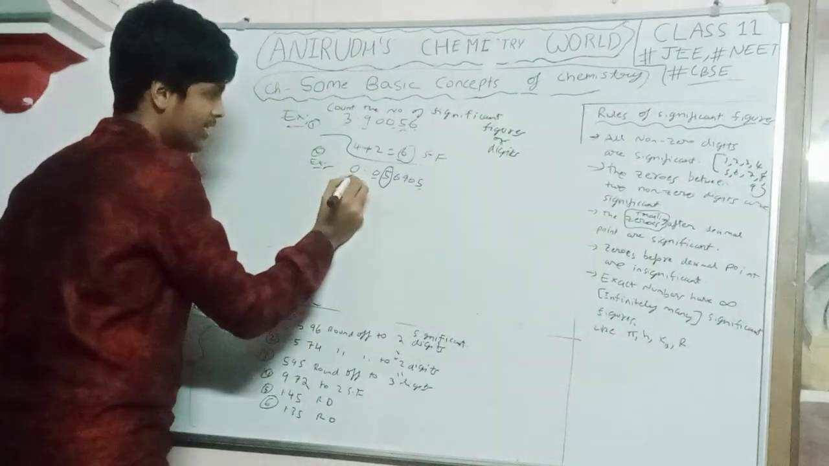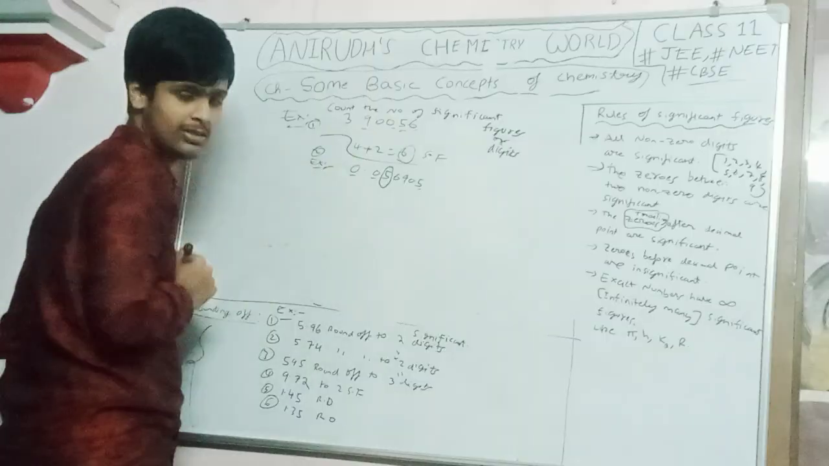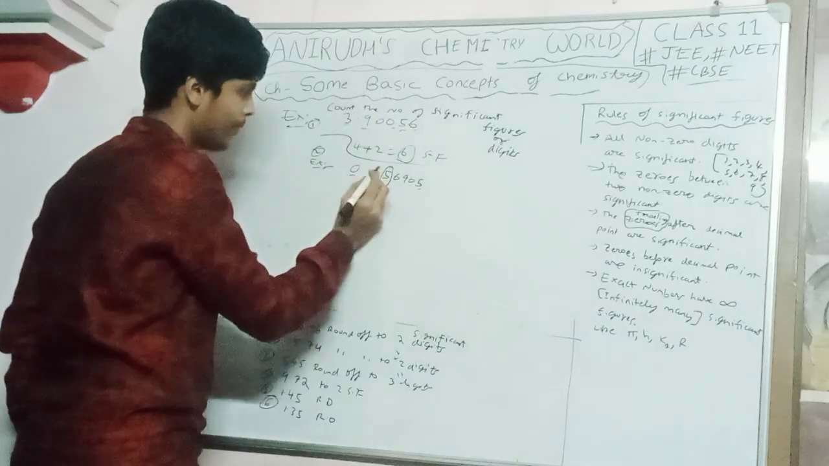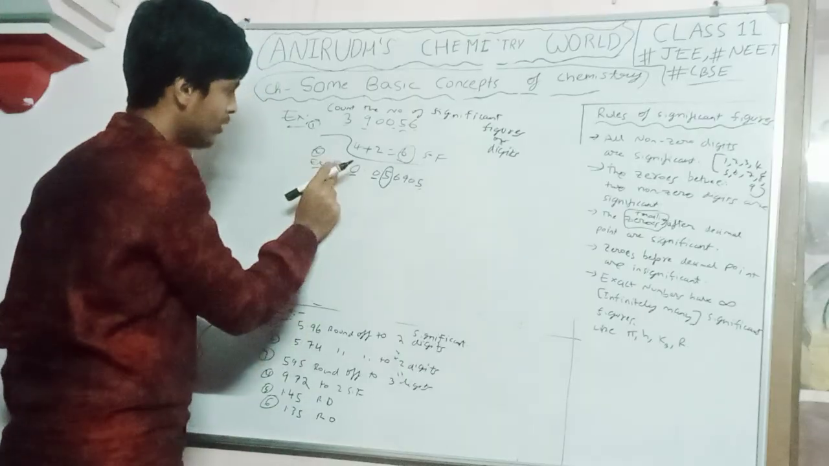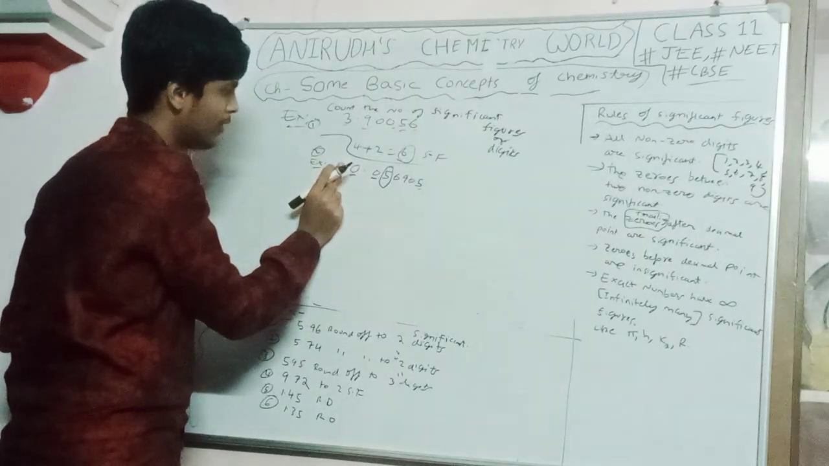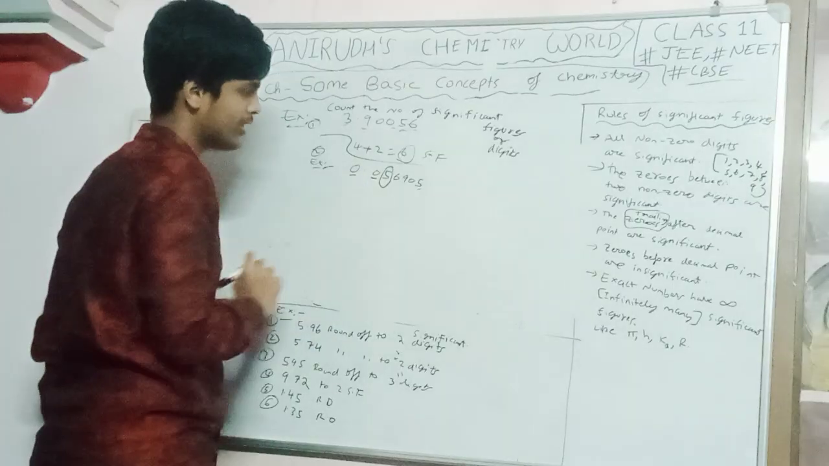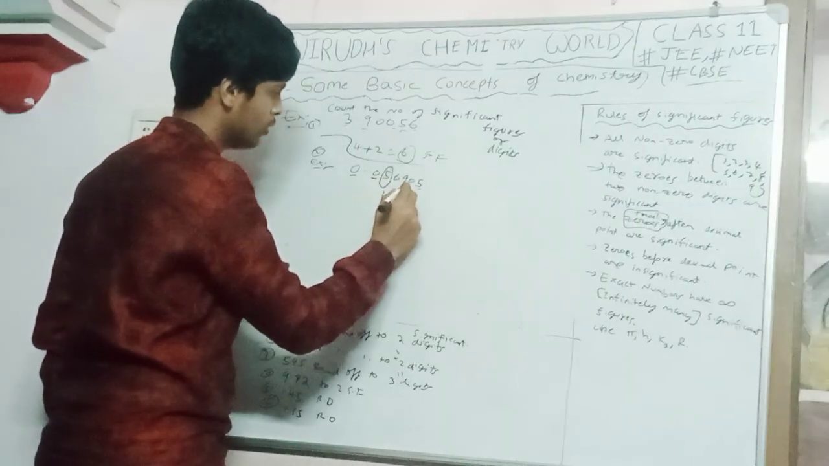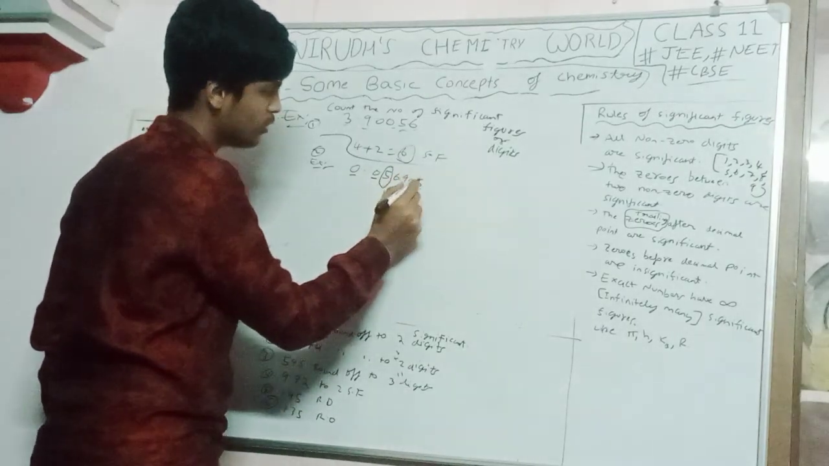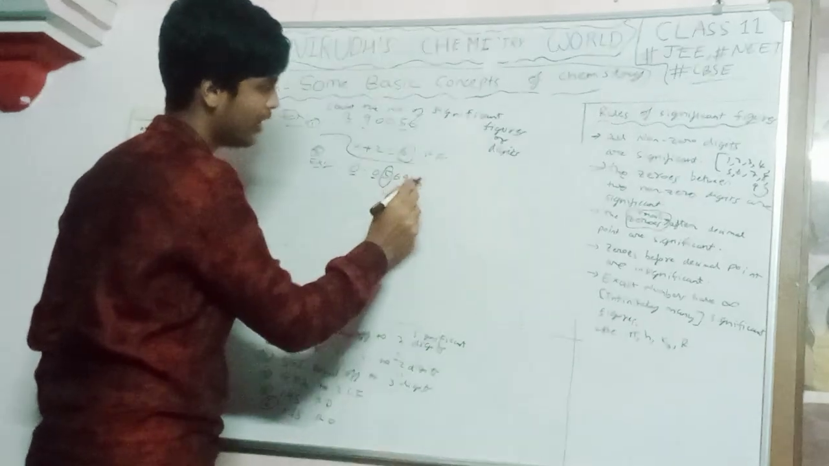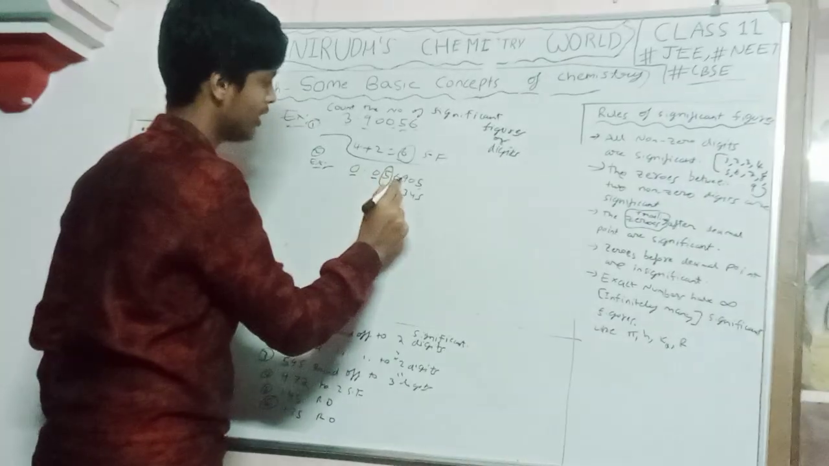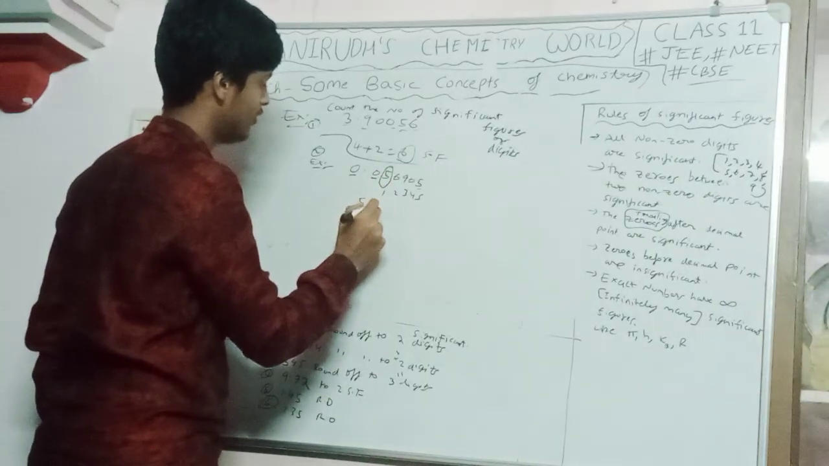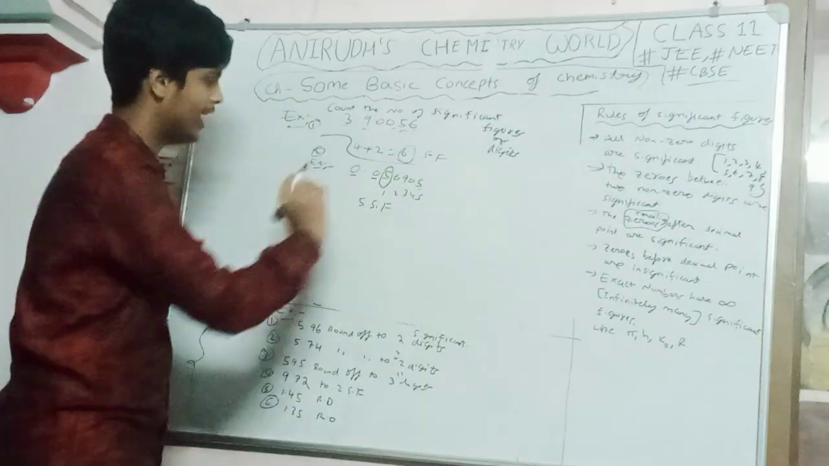Here the zeros are there before the first significant digit. These two zeros are not significant because there is no number before them. So these are not significant. Here 1, 2, 3, and zeros between two non-zero digits are significant. So 3, 4, 5. 1, 2, 3, 4, 5. So 5 significant figures in this example.